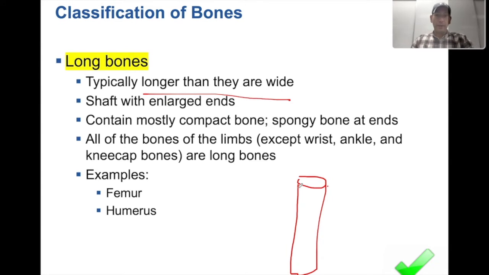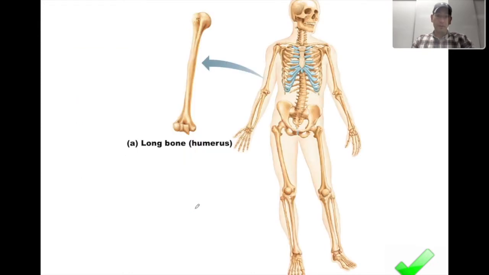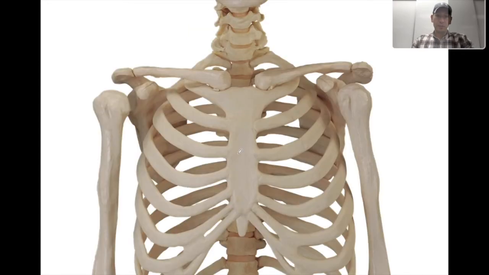And those are found in the leg. They're found in the arm. Your fingers and your toes, and your metacarpals and your metatarsals in the feet, those are all long bones. So it's not really how long a bone is, it's just the shape of it. How much longer is it than it is wide. This is a long bone. This is a long bone.